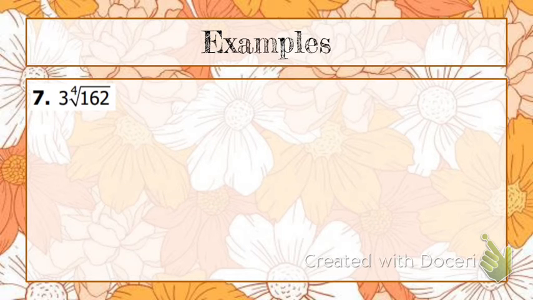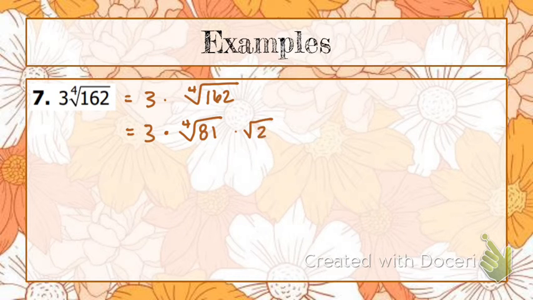And then for number 7, it's the last example on this section I'm going to do. It's a fourth root. So we're going to split this up. We have 3 times the fourth root of 162. And this time we're going to look at our perfect fourths: 1, 16, 81, 256, etc. The biggest number from that list that goes into 162 evenly is 81. And 81 has to be multiplied by 2 to get 162.